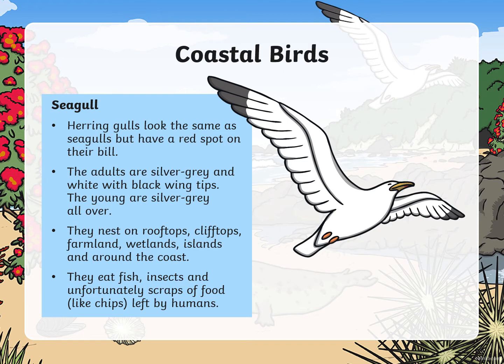Here is a seagull. Now, if you've ever visited a beach in the United Kingdom, you have probably heard the sound of seagulls. They can be very noisy. Herring gulls look the same as seagulls but have a red spot on their bill. The adults are silver grey and white with black wing tips. The young are silver grey all over. They nest on rooftops, cliff tops, farmland, wetlands, islands and around the coast. They eat fish, insects and unfortunately scraps of food like chips left behind by humans.